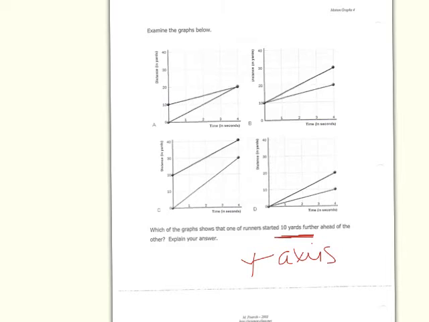All right. So if you notice these two, you're starting at the same point, so it can't be those. So then if you look at the other two, here you're starting at 0 and you go to 20. That's 20 yards ahead, so that's not it. But this one, 0 and 10 yards, so your answer is A.